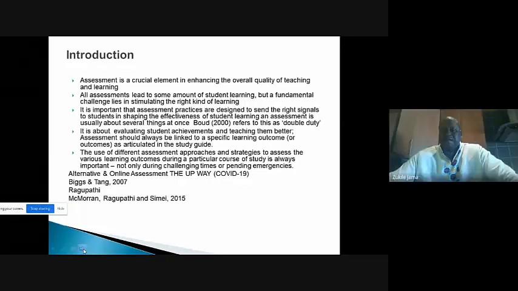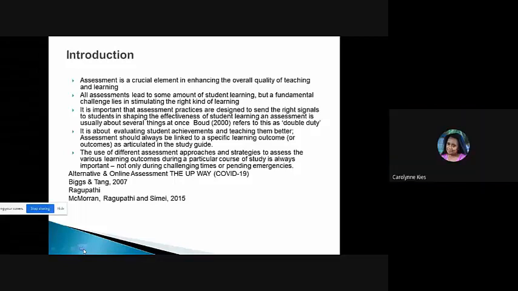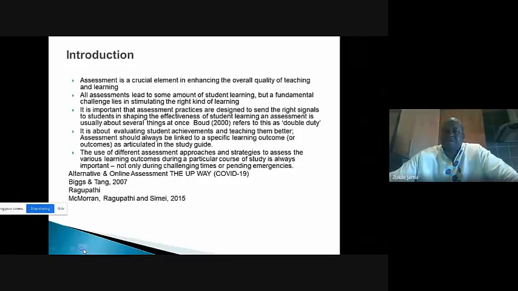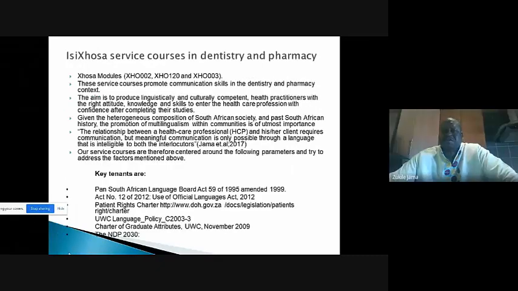The module that I'm teaching in is mostly service courses, looking at the pharmacy course, dentistry, and oral hygiene. These courses are very important because they are meant to promote communication skills in the dentistry and pharmacy context. I'm very happy that we'll have time to interact with the Nizam, because we need to get the two faculties working together.